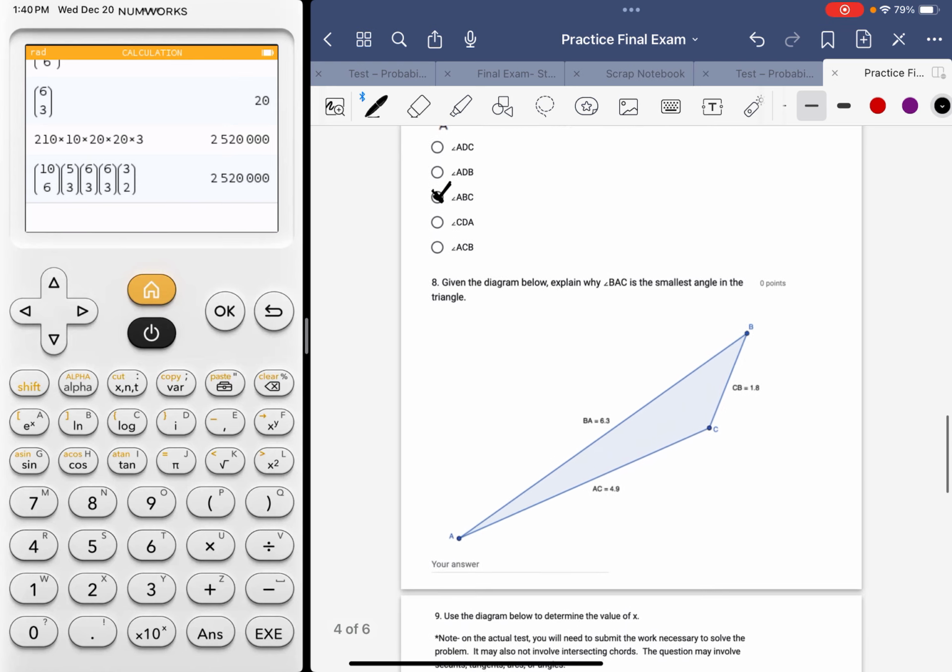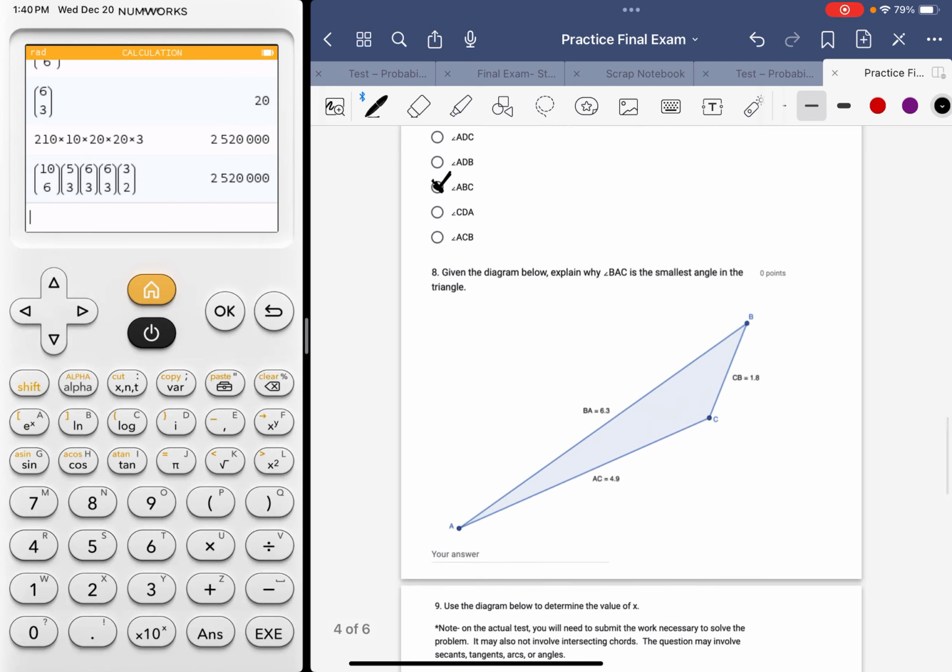Angle BAC, that's this one right here, is the smallest angle of the triangle because it's opposite the shortest side.